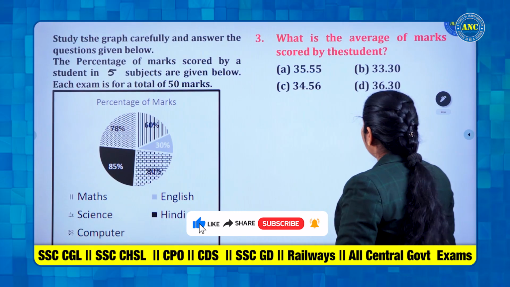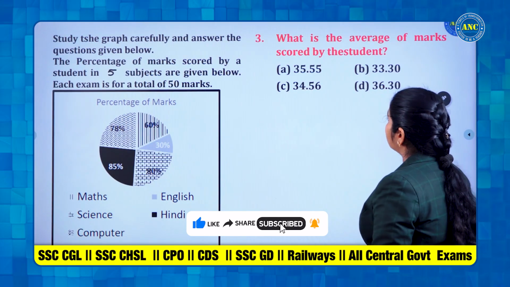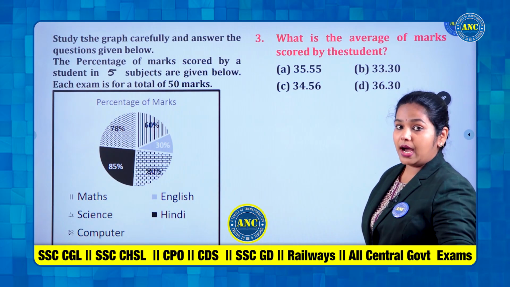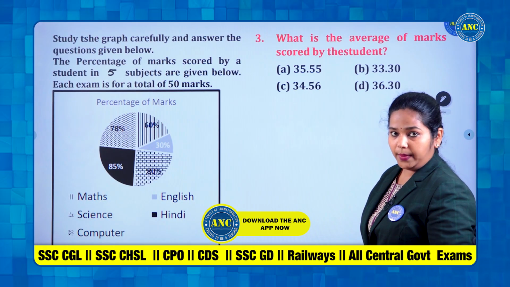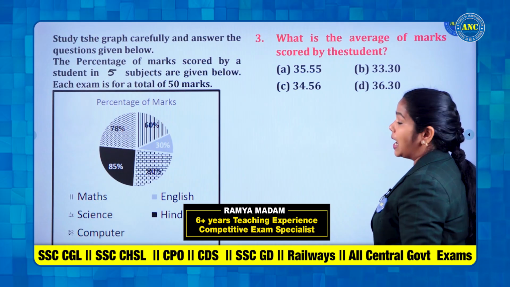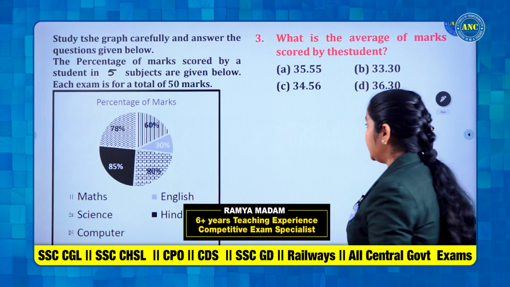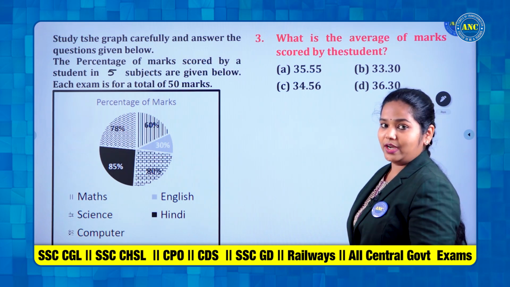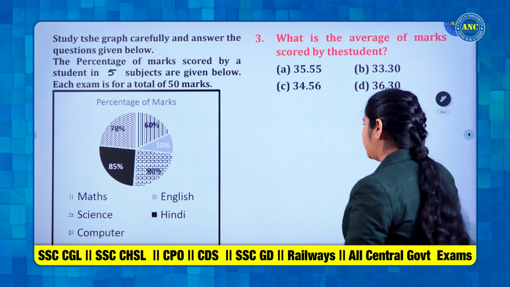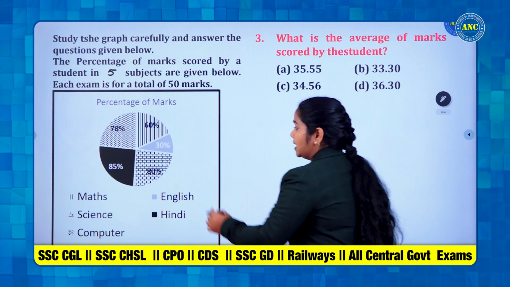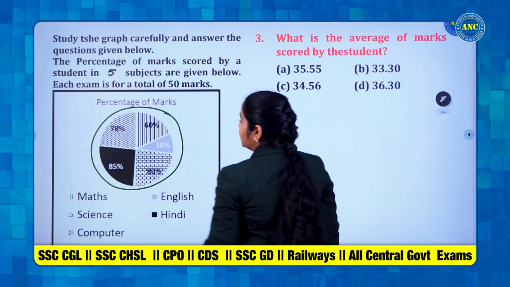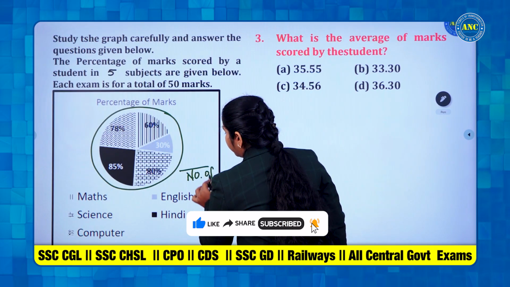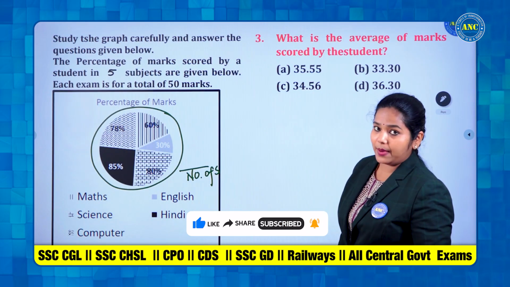Question number 3. What is the average of marks scored by the student? They wanted to find out the average of marks scored by the student. How can you take the average of marks scored by the student? Now, those students who did not practice such kind of questions, they tend to do this in this way. Let us take average is nothing but sum of all the marks by number of subjects, right? Sum of all the marks by number of subjects.